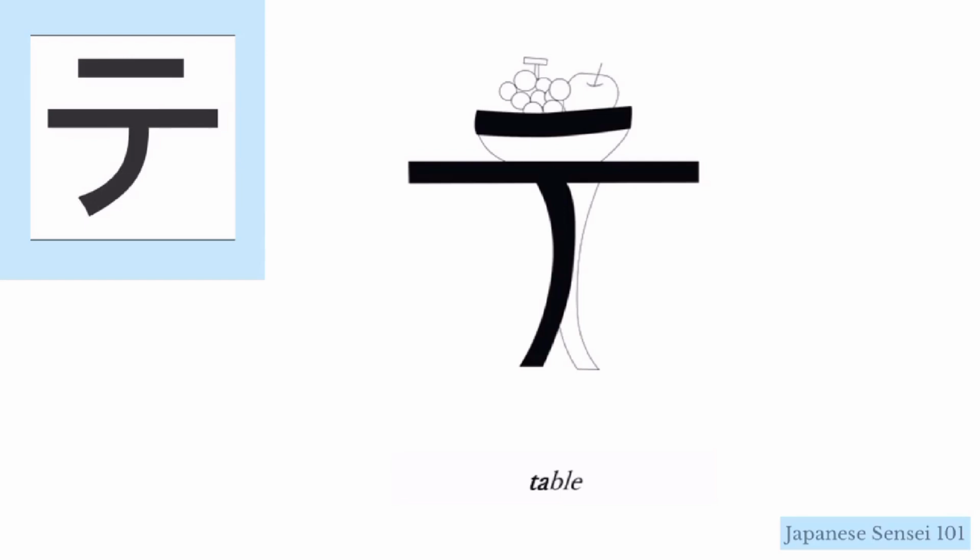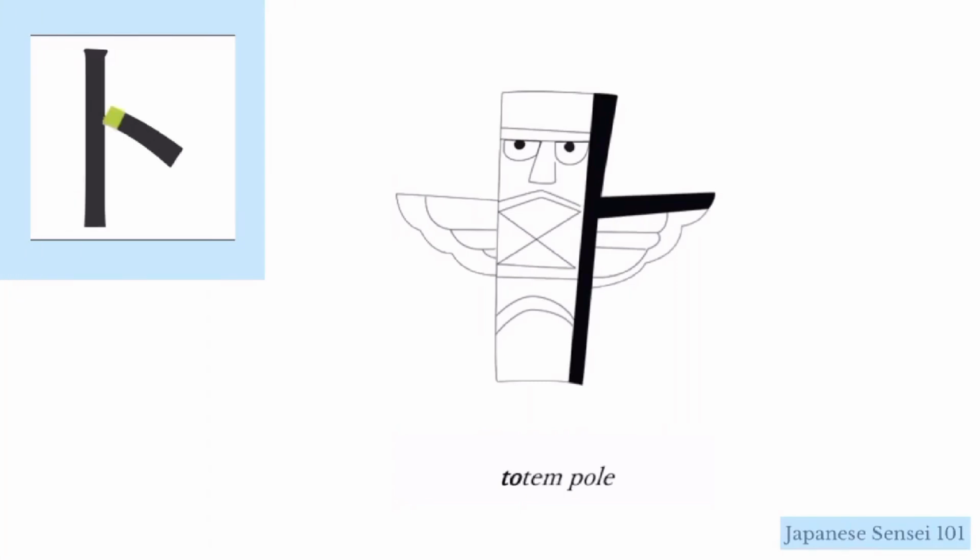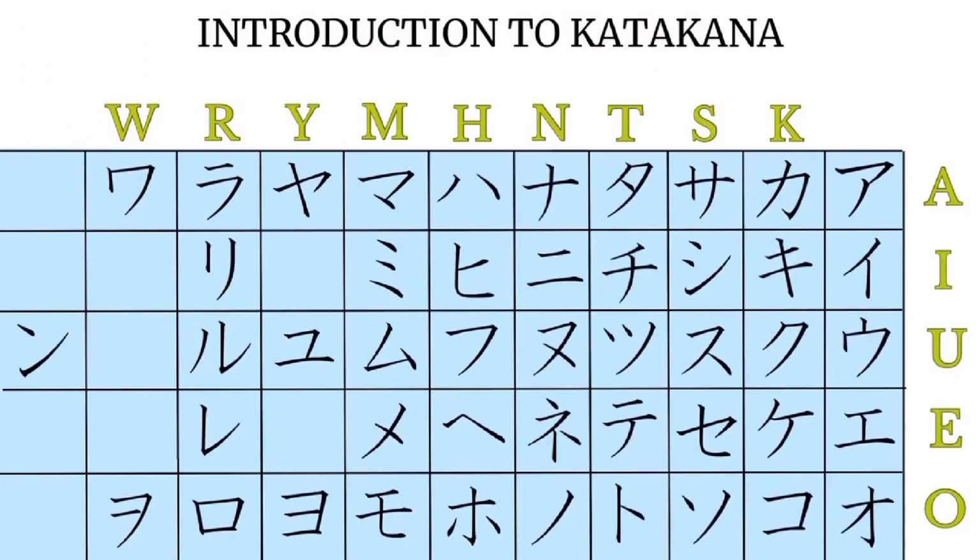Te. To memorize this, you can visualize it as a table. Imagine the horizontal stroke at the top as the tabletop and the downward curve as one of the table legs. To. To memorize this, imagine a tall totem pole with a small carving sticking out. Impressive effort on completing the 4th column. Now let's tackle the next consonant, N.